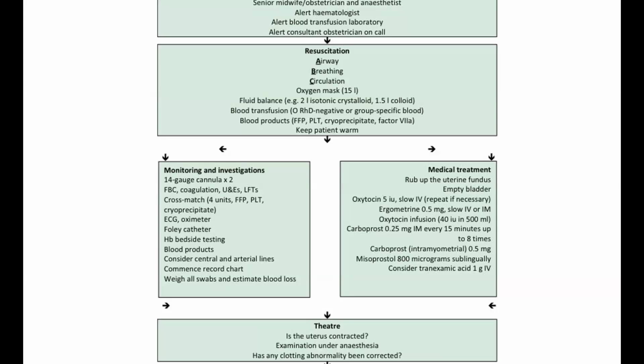So this is something that I want you all to screenshot, because first you rub up the fundus, you empty the bladder, you give oxytocin 5 international units slow IV, repeat if necessary. Ergometrine 0.5 mg slow IV or IM. Oxytocin infusion 40 international units in 500 ml. Carboprost 0.25 mg, you can give every 15 minutes, maximum 8 doses. Carboprost intramyometrial 0.5 mg, misoprostol 800 micrograms sublingually. Consider tranexamic acid 1 gram IV. This is very important, okay?